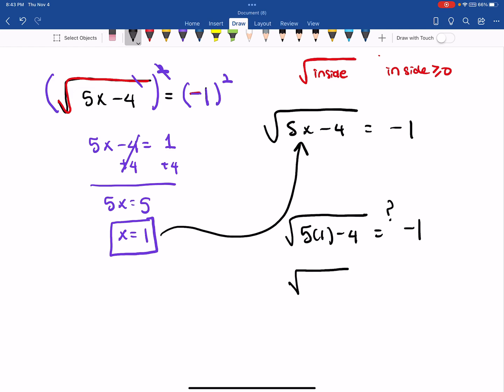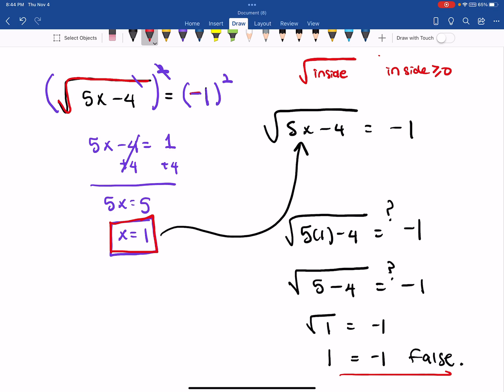So let's see. 5 times 1 is 5 minus 4, and I'm still asking myself, is root 1 really negative 1? When 1 is root 1 and negative 1. And obviously this is not true. It is false. So now you're thinking, then what is this? We got this number 1 as our answer. How come it's coming out to be false?